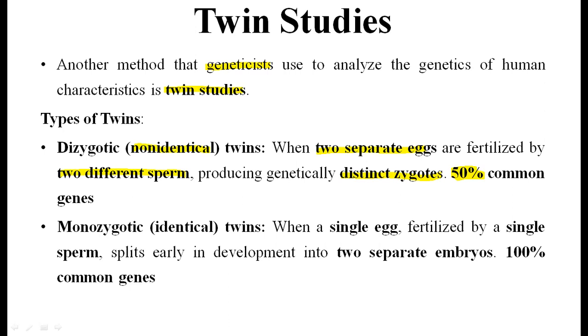The second one is monozygotic twins, also known as identical twins. When a single egg is fertilized by a single sperm, but after fertilization it splits in the early developmental stages into two separate embryos, these twins are known as monozygotic twins, and their genes will be 100% similar to each other.